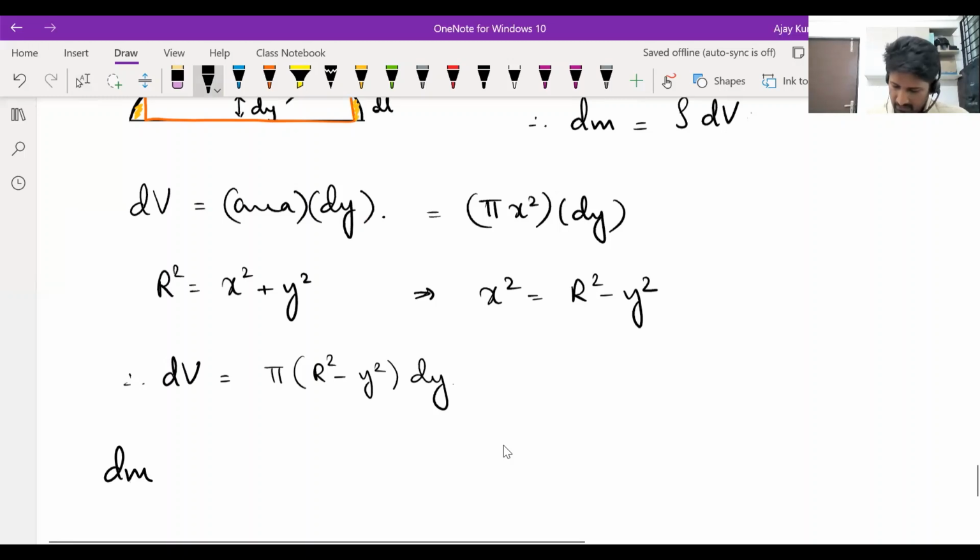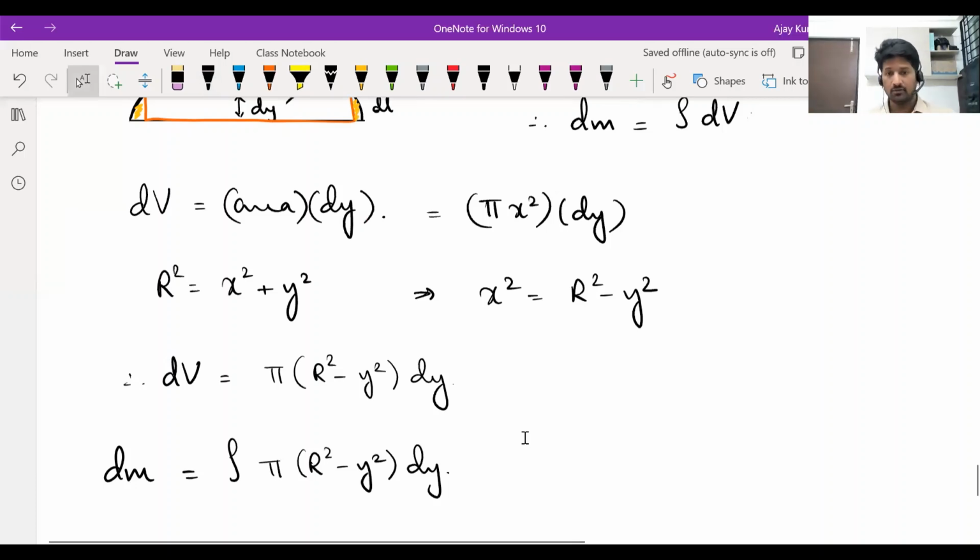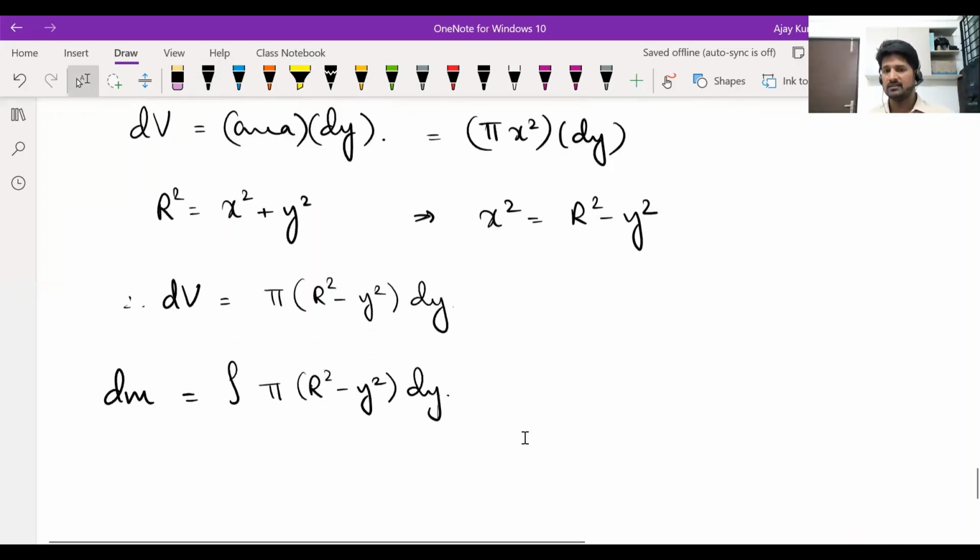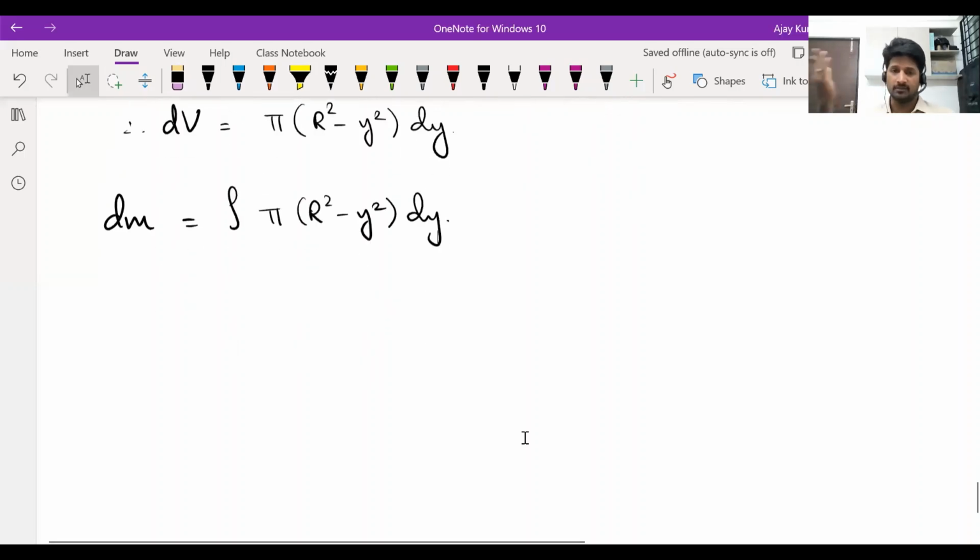We can now express dm as density into volume. Mass of the element is density into volume of the element. Volume of the element is pi into r square minus y square dy. Okay, we got mass in terms of dy and y is the only variable. So this integration is a little easy. We don't have to take help of some other variable and all. Therefore, we are now in a position to derive the y coordinate of center of mass.